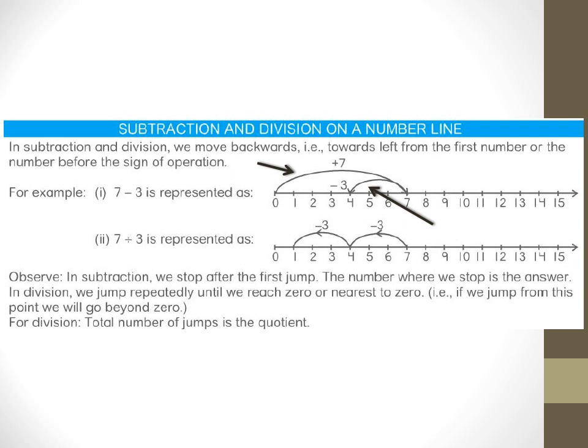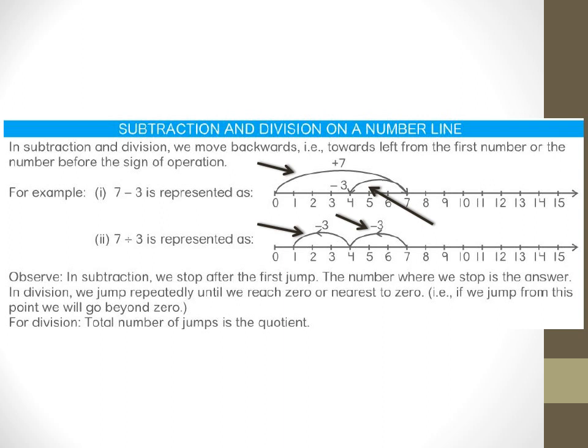The second example, 7 divided by 3 is represented as, now we will start from 7 and subtract 3 repeatedly. So this is 1 time and this is 2 times. So 7 divided by 3 will give us quotient 2. That means we have subtracted 3 from 7, 2 times. So the quotient of 7 divided by 3 will be 2. And now we are standing at position 1 on the number line. So the remainder will be 1.